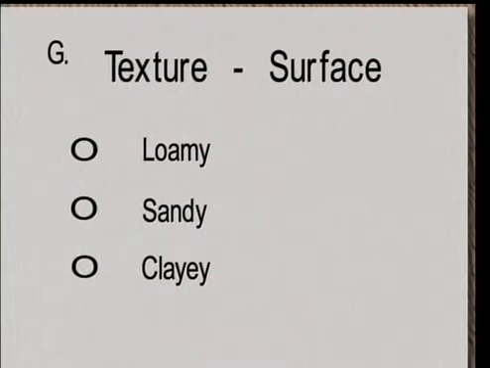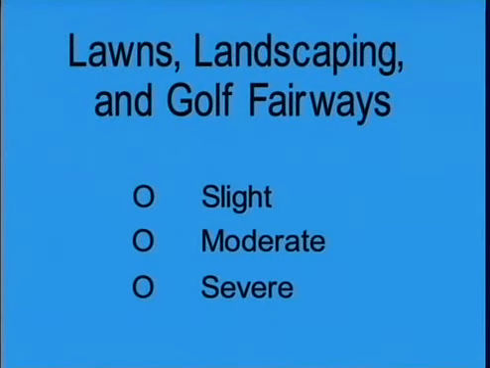Surface texture, we are asked to determine whether it's loamy, sandy, or clay, so we've determined texture to a much finer degree than in previous exercises. I'm not going to elaborate on that point any, and it's only important for lawns, landscape, and golf fairways. Of course, we want loamy soils. That presents the least amount of limitation or the least amount of restriction. Sandy soils are moderate, and heavy clay soils are very severe in terms of their utilization of the site for lawns, landscape, and golf fairways.